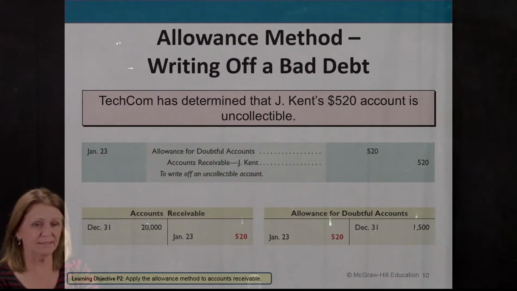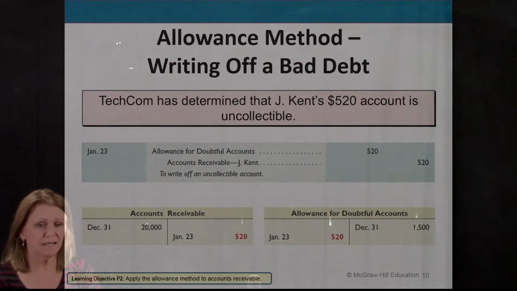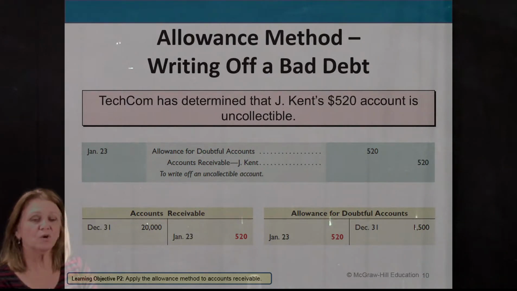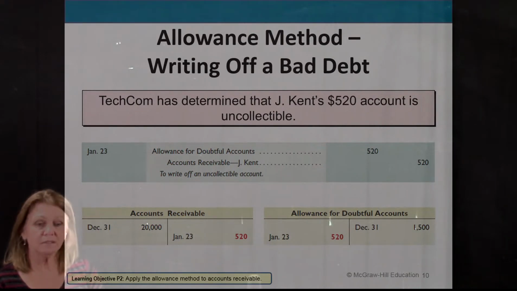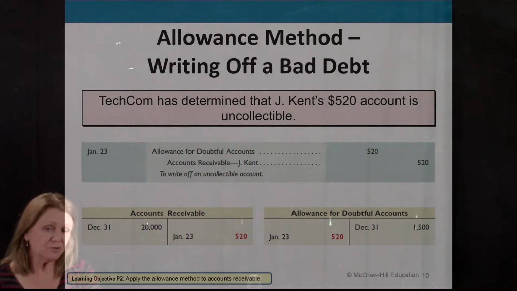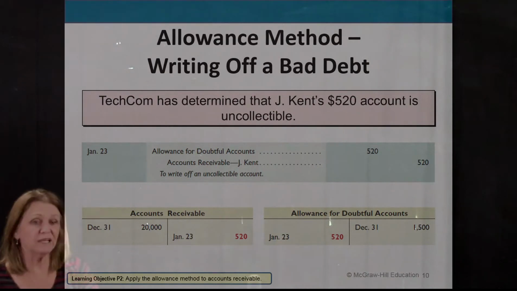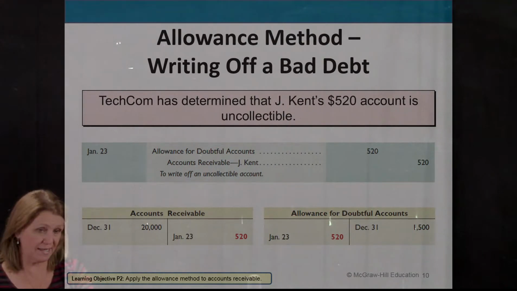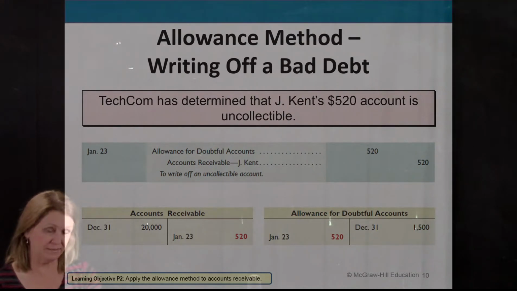All right, allowance method, writing off a bad debt. So TechCom has determined that J. Kent's $520 account is uncollectible. So this is the way we would make that journal entry: allowance for doubtful accounts, debit, accounts receivable, $520. Now this is after we have made our contra account of allowance for doubtful accounts. Allowance for doubtful accounts is a contra asset account, so it has a credit balance.